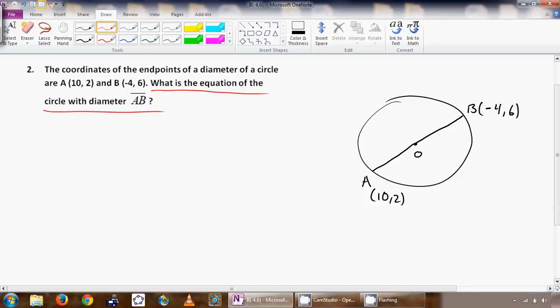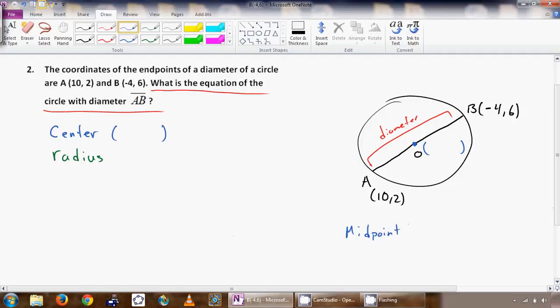Well, in order to write the equation of a circle, I know I'm going to need a center, and I also know I'm going to need the length of the radius. Those are the two pieces of information I need. I know the center of my circle is in the middle of my diameter. If this is a diameter, then the midpoint would be my center. So I'm doing a midpoint calculation.